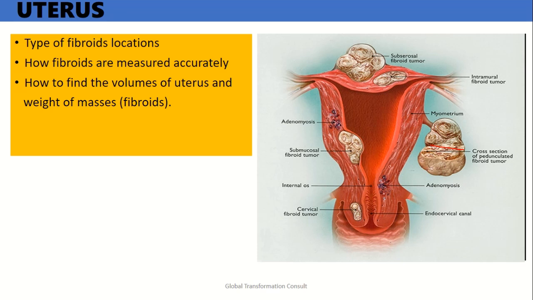So these are locations of fibroids. So those that are hanging are those that are called pedunculated. Then we are going to look at, so these are locations of fibroids. Then we are going to look at how fibroids are measured accurately. We have looked at this one already. We will look at how fibroids are measured accurately.